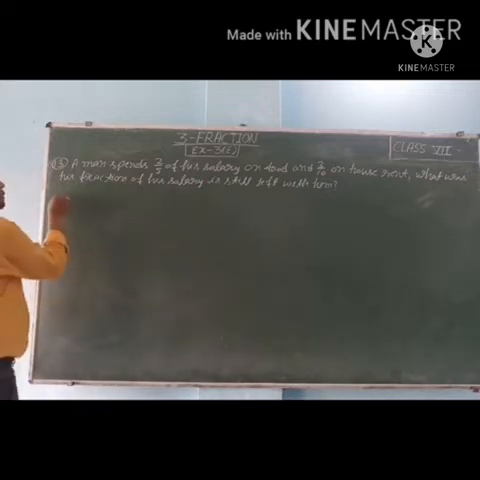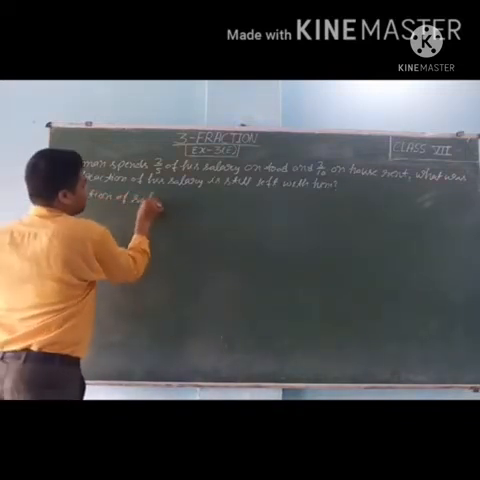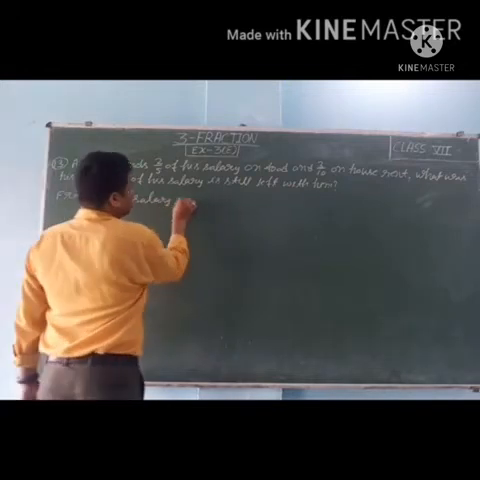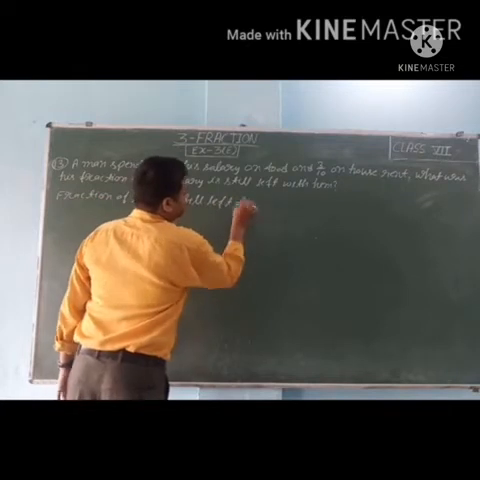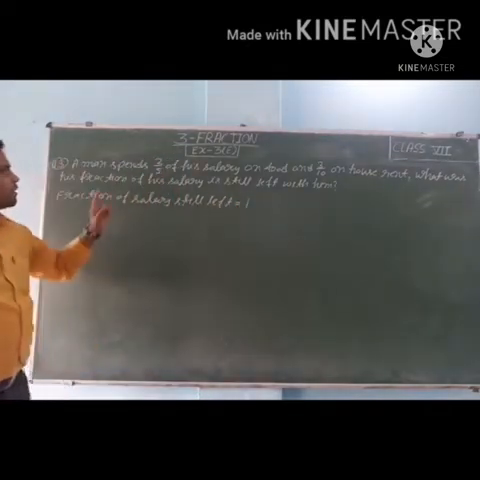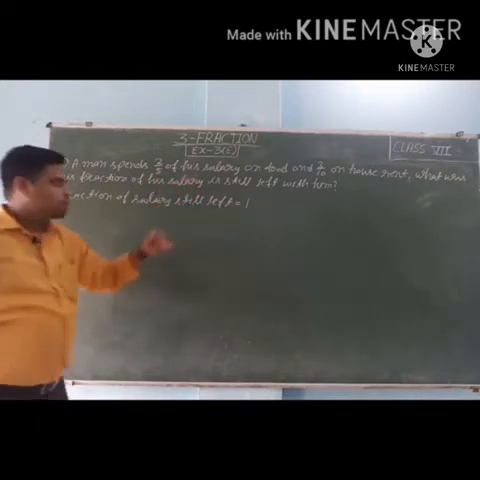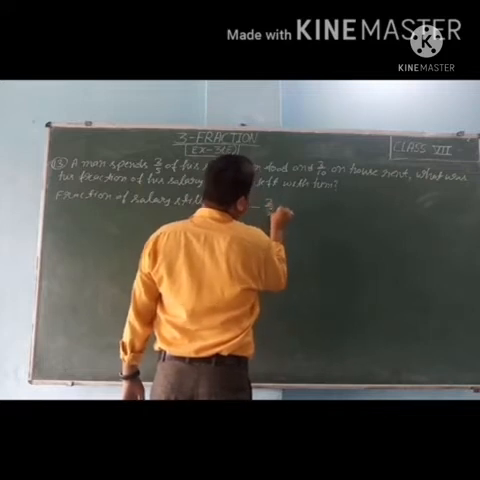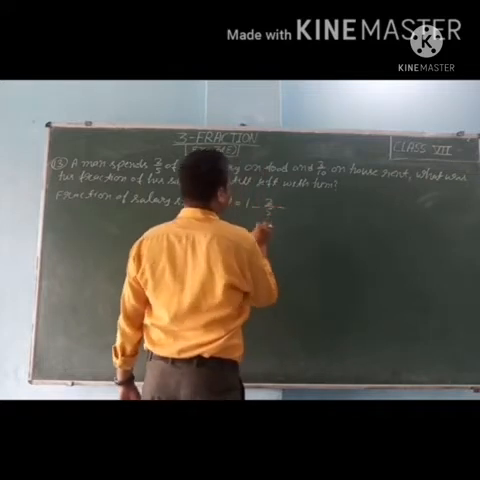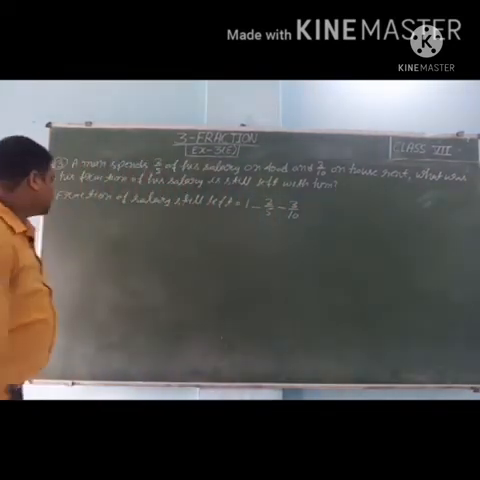So fraction of salary still left is equal to, total is 1. 2 upon 5 of his salary is spent on food, 3 upon 10 on house rent. So minus 2 upon 5, then minus 3 upon 10. Suppose you have 10 rupees.